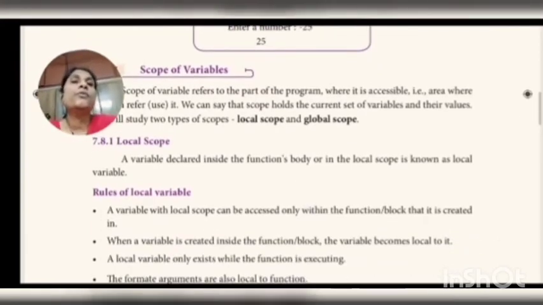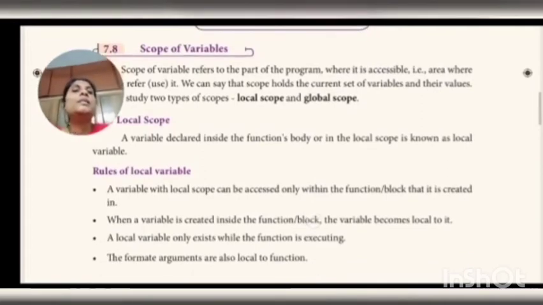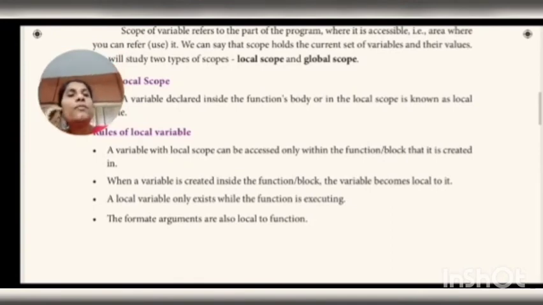So rules of local variable. First rule is it can be accessed only from within the block, not from outside the block. So next one is when a variable is created within a block, then it becomes local to that block. Next one is a local variable exists only when the function is executing. When the scope goes out of the block, then that local variable will become unknown. Next, local arguments are local to the functions.